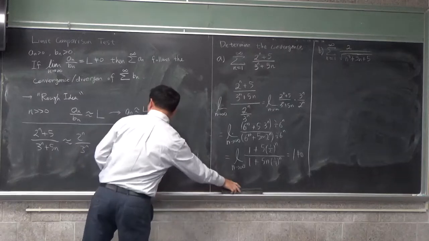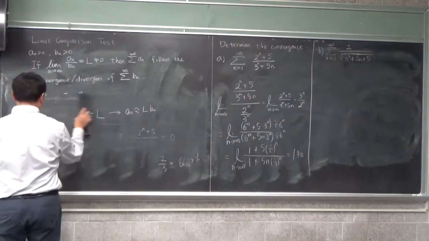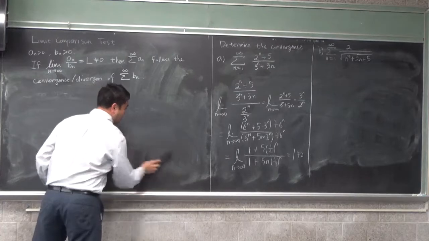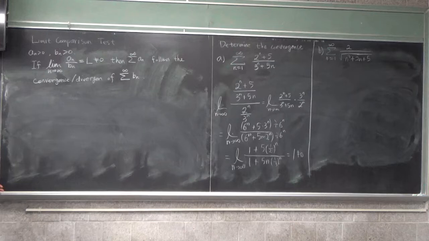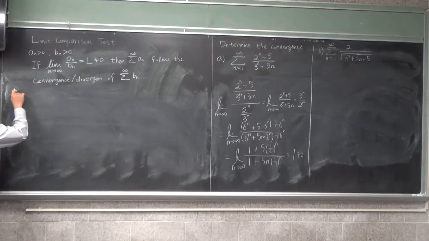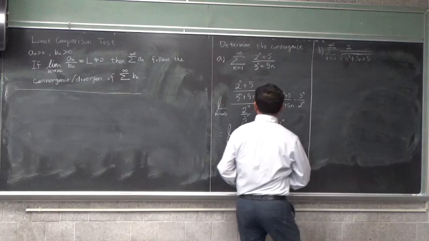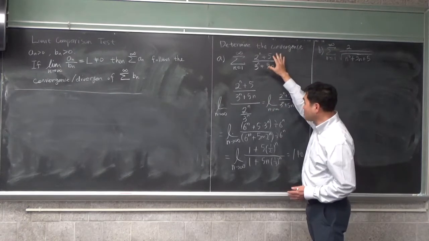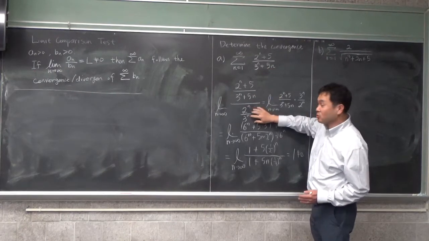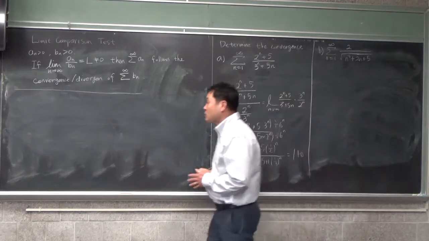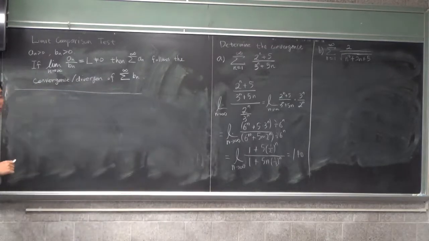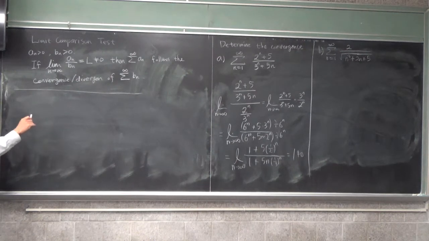Now, what does that say? What does that say? That the convergence or divergence of the original series follows the convergence and divergence of the series for 2^n over 3^n. Okay, so tell me what the series of 2^n over 3^n means. What do I mean by that? Series of 2^n over 3^n.